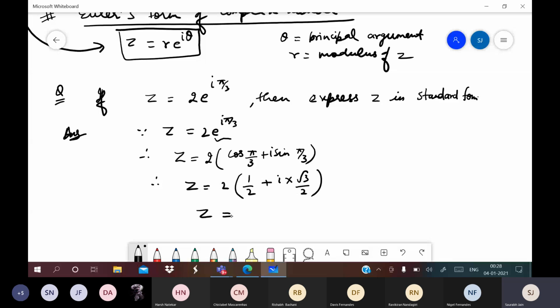Okay. Now you multiply 2. So the value will be 1 plus iota root 3. Okay. So this is your complex number in the general form, written in the form of x plus iota y. Okay. So this is Euler's form. So it can be used anywhere. In any question, they can express complex number in Euler's form. So by these steps, you can change it in the standard form. Okay.